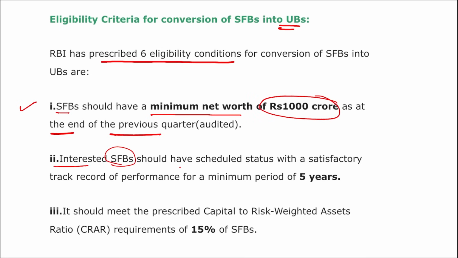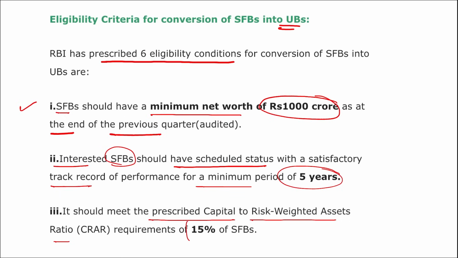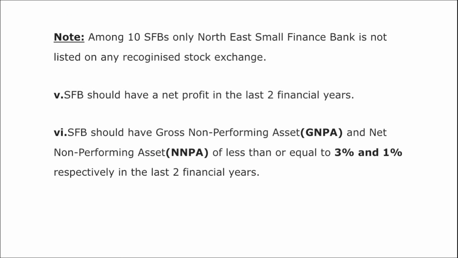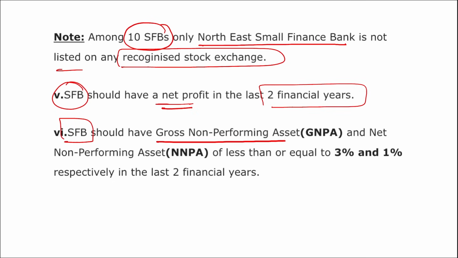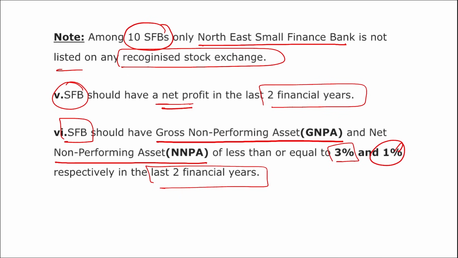Then interested small finance banks should have scheduled status with a satisfactory track record of performance for a minimum of 5 years. They should meet the prescribed capital to risk weight asset ratio requirement of 15%. Among these 10 small finance banks, only Northeast Small Finance Bank is not listed on a recognized stock exchange. They should have a net profit in the last 2 financial years, and gross non-performing assets and net non-performing assets of less than or equal to 3% and 1% respectively in the last 2 financial years, right?